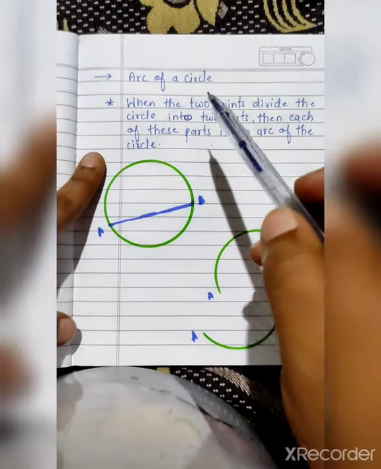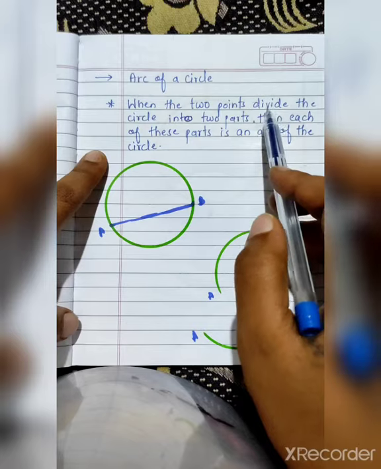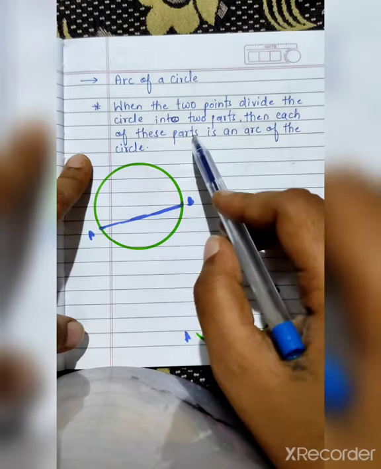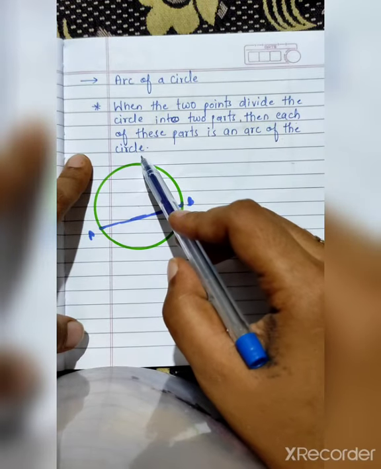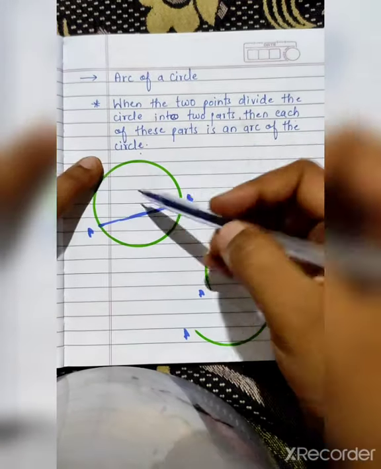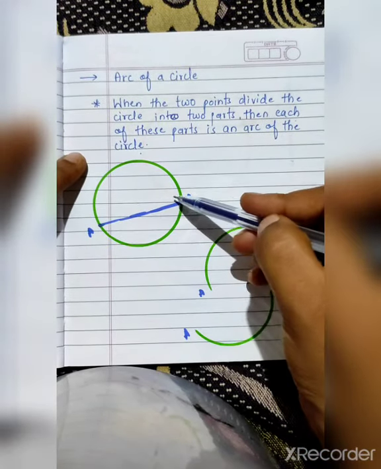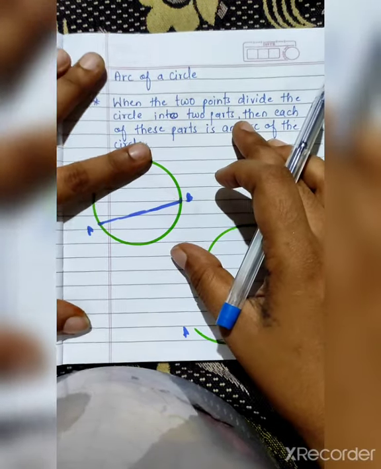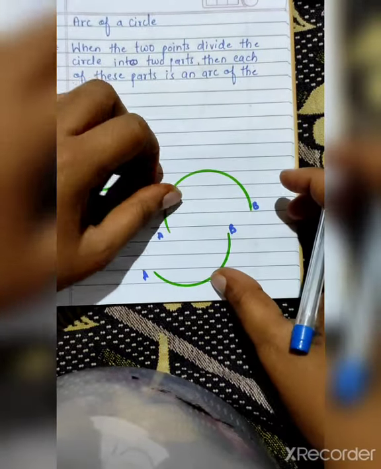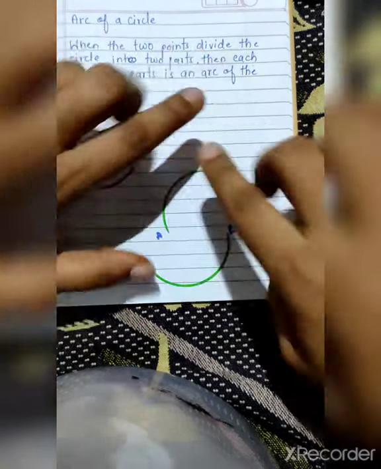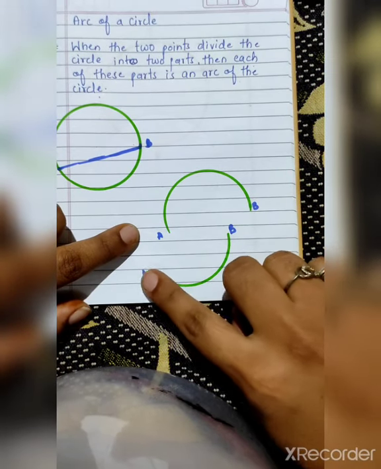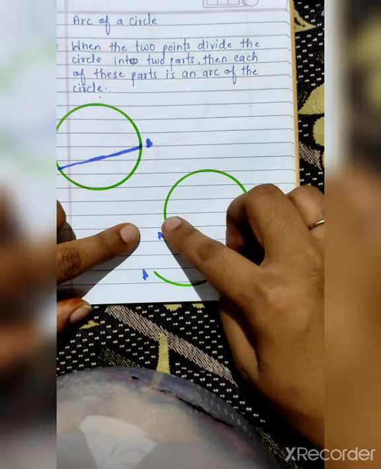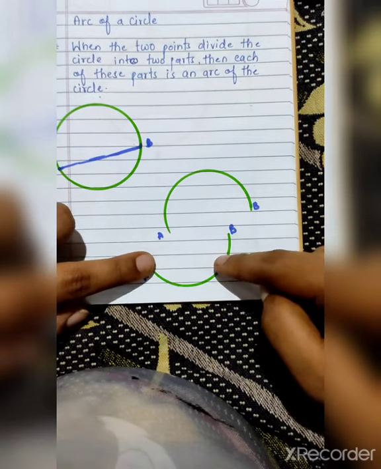What is the arc of the circle? When 2 points divide the circle into two parts, then each of these parts is an arc of the circle. That means, students, I have drawn a circle, and with the help of this line I have divided the circle into two parts. This is the first part and this is the second part. If I break this circle, I will get these two parts. These two parts are called the arcs of the circle. This is one arc and this is the second arc, meaning the part which we get after dividing the circle is called the arc.